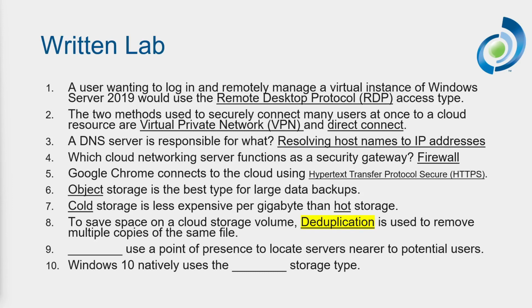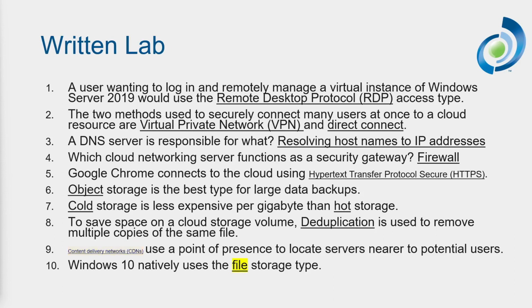Then number 9, blank, use a point of presence to locate servers near to potential users. This is your content delivery network, or CDN. Remember, this is where you use the edge locations to deliver content. So everything starts in one place, but you deliver it out to multiple places throughout the country, and it puts your content directly by your users. And then the last one here, Windows 10 natively uses the blank storage type. This would be file. So Windows 10 natively uses file storage type.